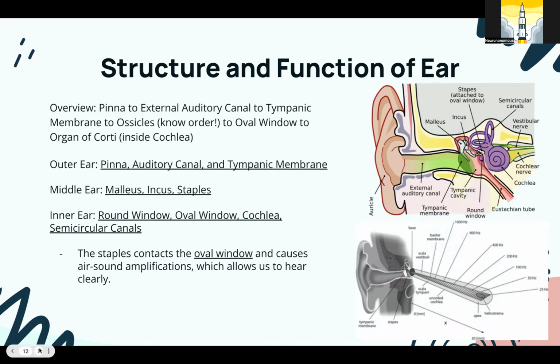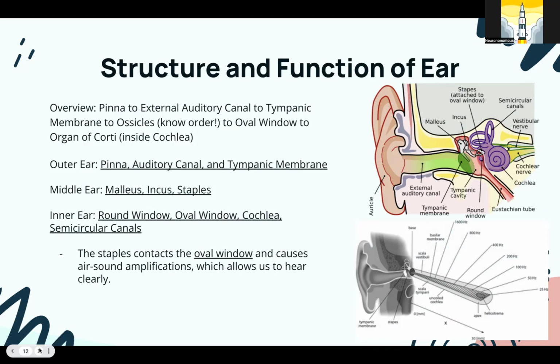Just like the eye, we have to make sure that we understand the parts of the ear, but also how stimuli travel from the air to the brain. So if there's sound coming from the outside of the ear, it's going to travel from the pinna, also called the auricle, to the external auditory canal, to the tympanic membrane, to the ossicles, to the oval window, to the organ of Corti. So let's break that down.